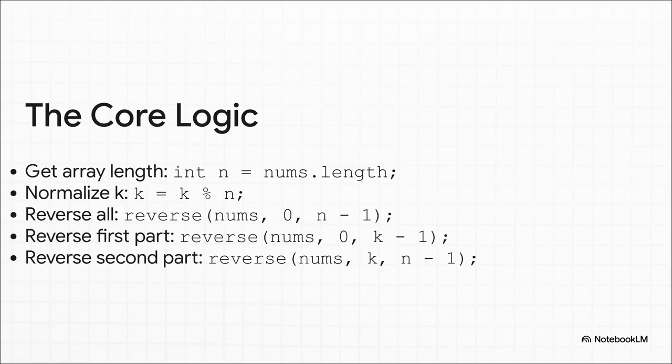This first reverse call, from 0 to n-1, that's our step 1, reversing the whole thing. This second reverse call, from 0 to k-1, that's step 2, fixing the front part. And this last one, from k to n-1, is our step 3, fixing the rest. It's a perfect one-to-one translation of what we just saw.